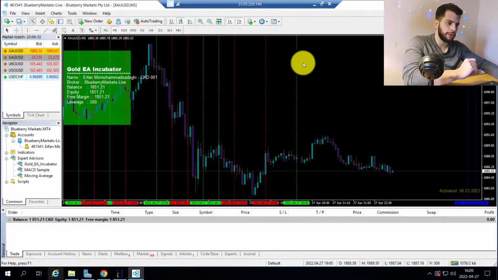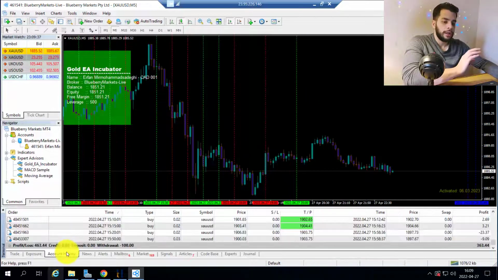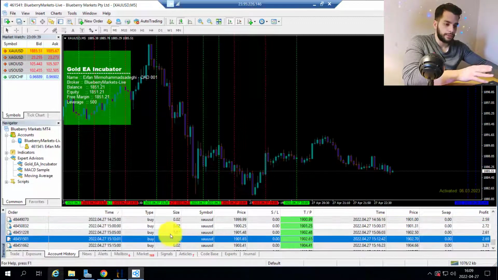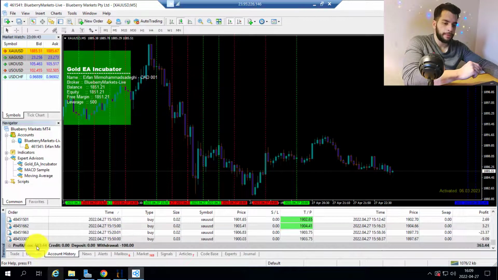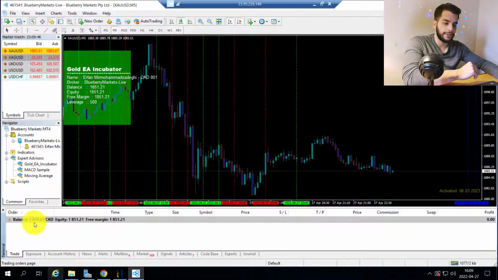These vertical colorful lines are the news indicator. And if I want to show you the account history, it looks like this. And we have a profit of $463 since April 1st, and this is the balance.